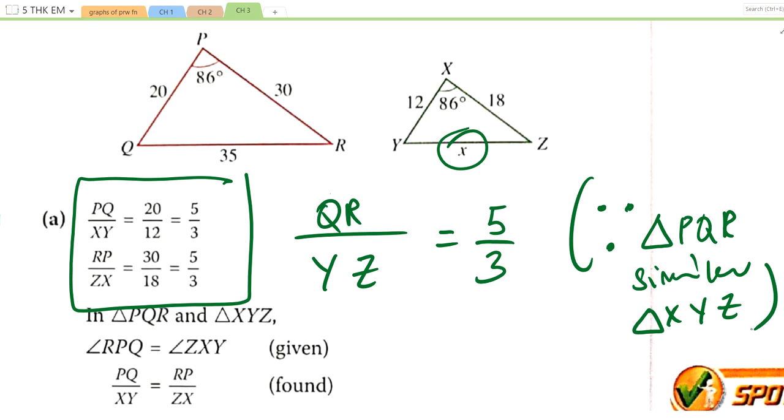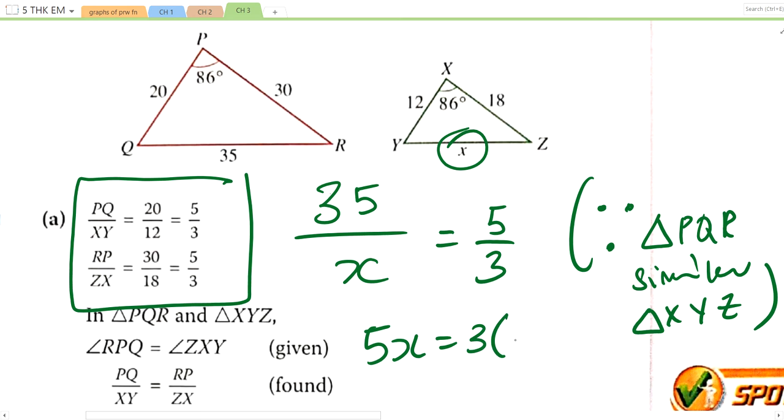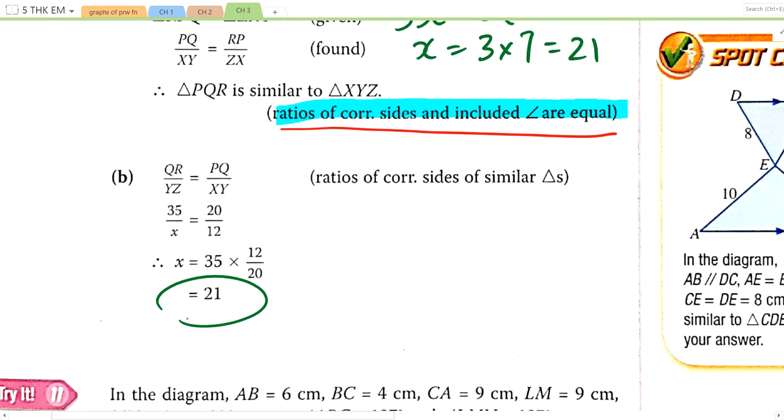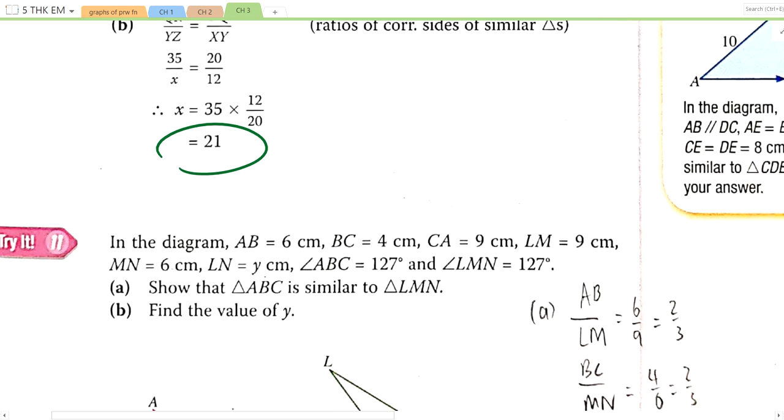So QR, we know that it is 35 already. Let's replace it with 35. YZ is simply x. Now I can solve for x. 5x equals 3 times 35, so x must be 3 times 7, which is 21. Okay, so that's found over here. So your turn to try it.